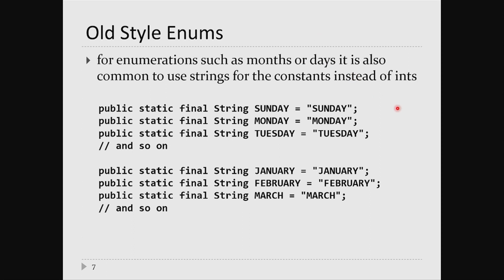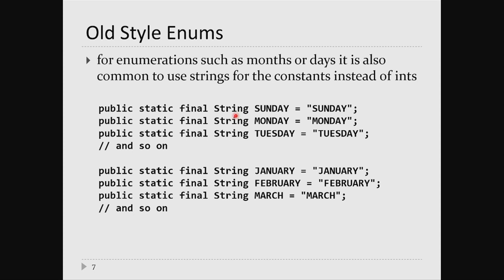Now, there's another common way to do this. Again, prior to, I can't remember which version of Java introduced enums, but anyway, you don't have to use ints. You can use any type or any immutable type to represent a constant. So another common thing was to use strings. So instead of saying Sunday is 1, I'm going to say Sunday is the string, all caps, Sunday, and so on and so forth.